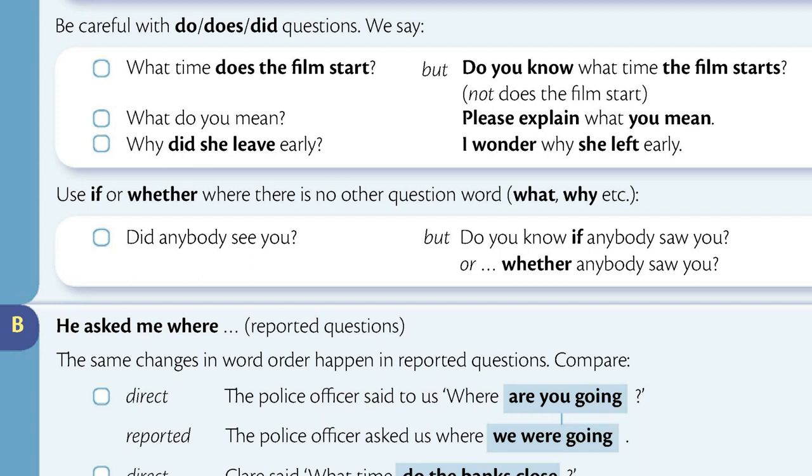Use if or whether where there is no other question word. What, why, etc. Did anybody see you? But, Do you know if anybody saw you? Or, Do you know whether anybody saw you?